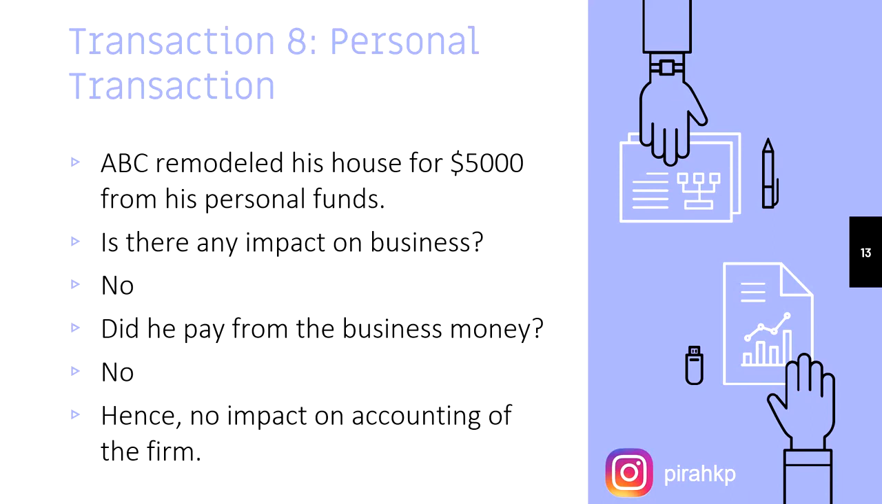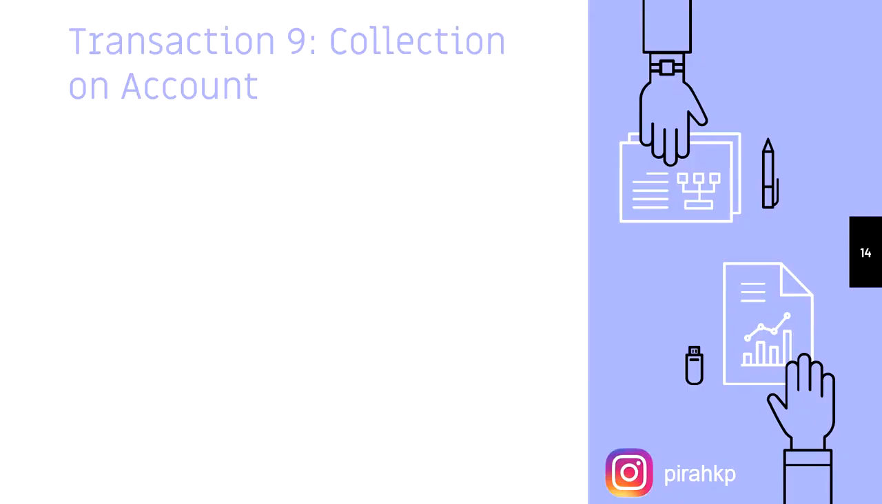Alright? There will be a lot of times such transactions to just confuse you. It's for confusing you. It's a test. You have to know where you are going to write something and where you are not. In these transactions, you can totally write that, hey, this is not something which impacts our business. Perfect answer. Next is collection on account.